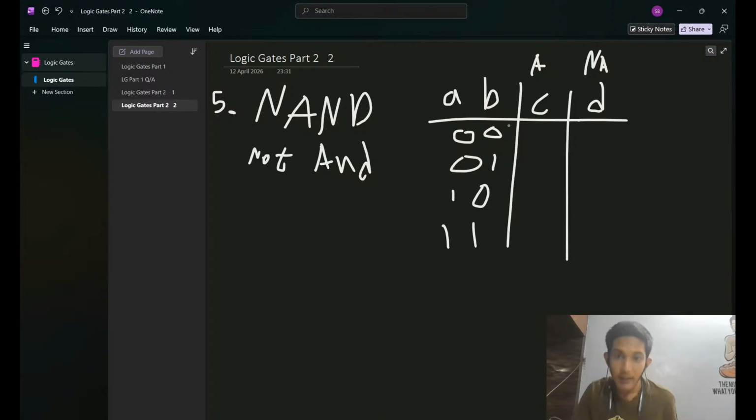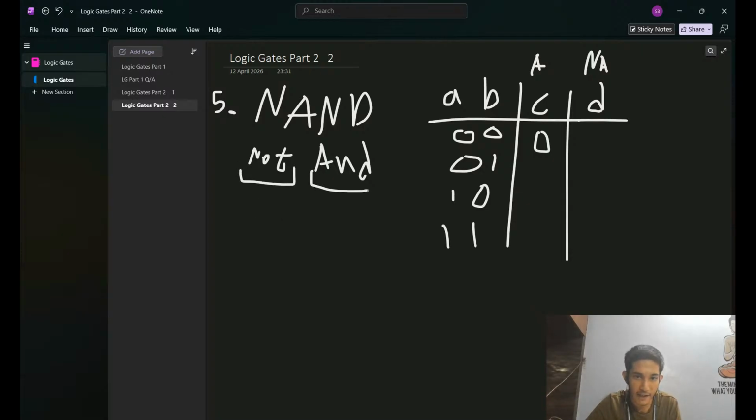Anyway, now for 0 0, AND will of course be 0, but then remember, a NAND gate is just a NOT gate in front of an AND gate. I'll show the diagram later on. Now here, the NOT gate will be applied onto 0. So what that means is the 0 will be inverted, which makes it 1.